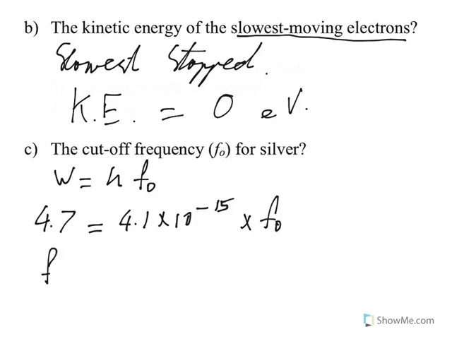And then we divide 4.7 by Planck's constant, and the answer comes out to be 1.15 by 10 to the 15 hertz. Oops, it doesn't look like an H, does it? Hertz.